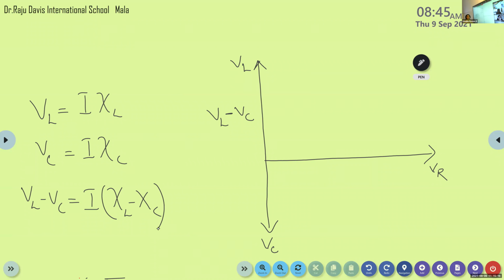But here the current remains constant. That is why we take only R along the horizontal axis. Similarly, we didn't consider the current. It remains a constant value. And here we represent the phasor diagram with respect to resistance only, so we don't need to consider the value of current. So instead of VL minus VC, here we take chi L minus chi C. Is it clear? Yes, ma'am.